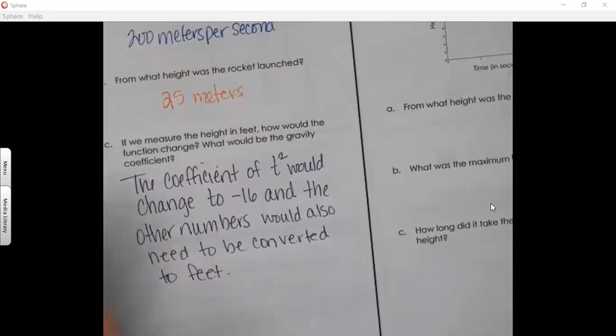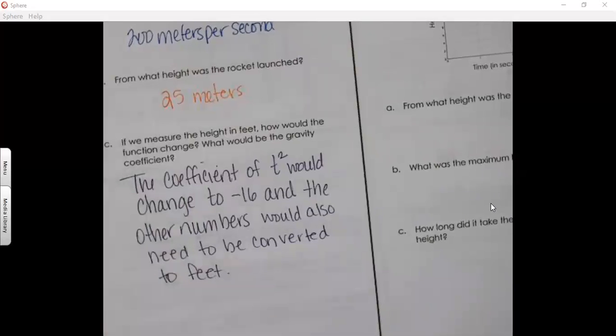Coolio? Okay, so we should go pretty fast from here on out. It looks like we still have a lot more notes to do, but they go fast, okay?